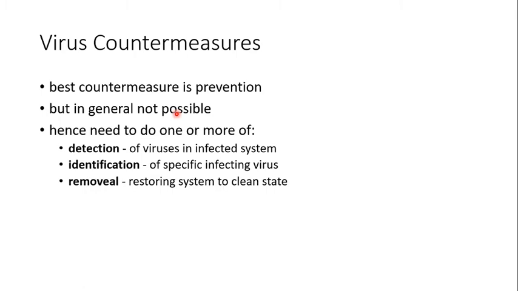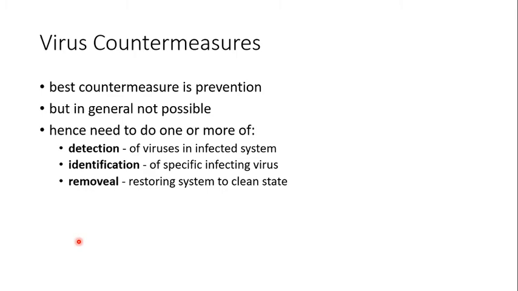That's what we are doing right now with the lockdown. You are preventing yourself from the infection. That is prevention. But such prevention is difficult with respect to the computer virus. So what is the solution? Even after it is infected, you will have to take up these three steps: detection of the viruses in the infected system, identification of the specific infected virus, then removal.